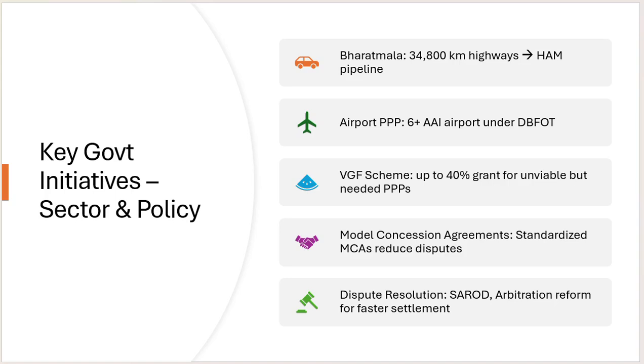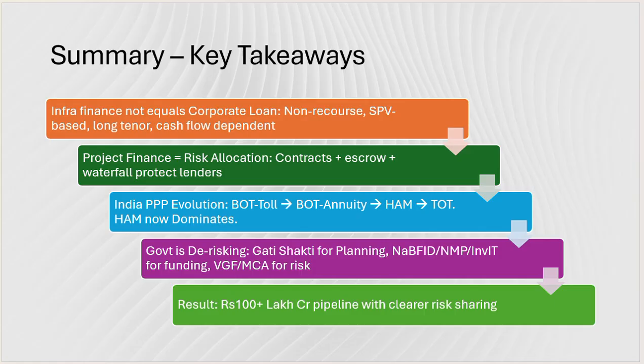Then the Model Concession Agreement, standardization through the MCA, to reduce disputes and reduce dispute resolution. Then SROD, arbitration, and refinancing, where faster refinance settlement will happen. So that is what is done by government initiatives in the sector and policy. Let's summarize the key takeaways from this video.